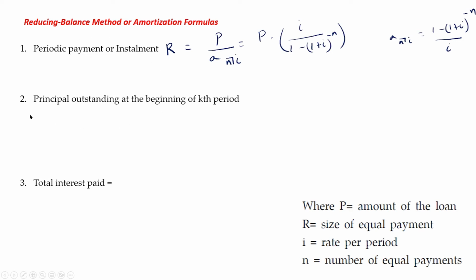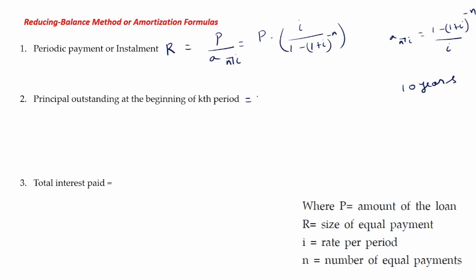And the next formula is if we want to calculate the principal outstanding at the beginning of the kth period. If we are asked to find the principal that is outstanding at the beginning of the kth period, say for example, if the loan is for 10 years and we are asked to find the principal at the beginning of the second year, if we are asked a question like that, then we can use this formula.